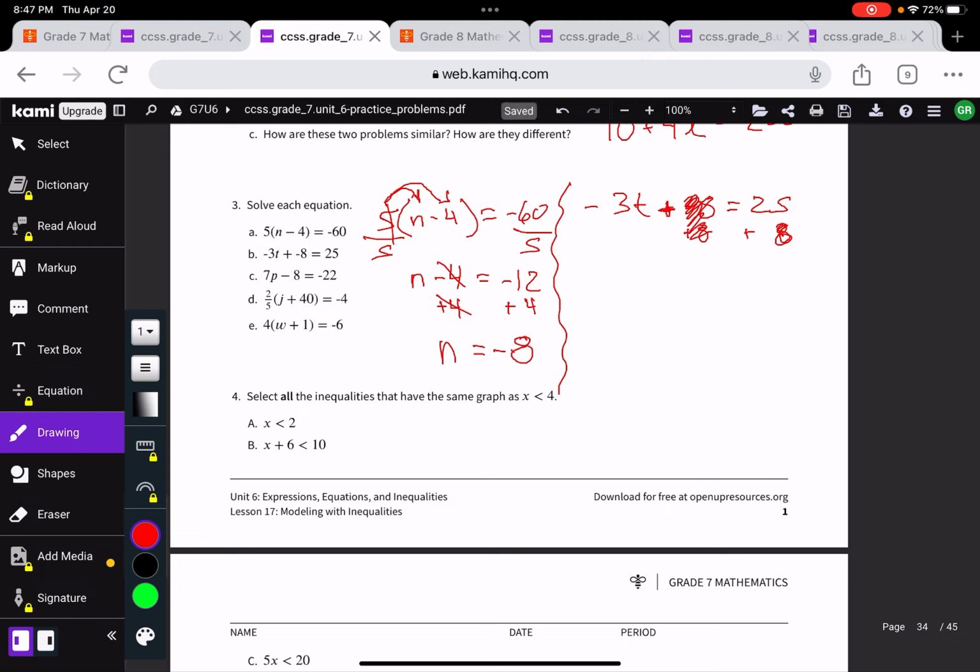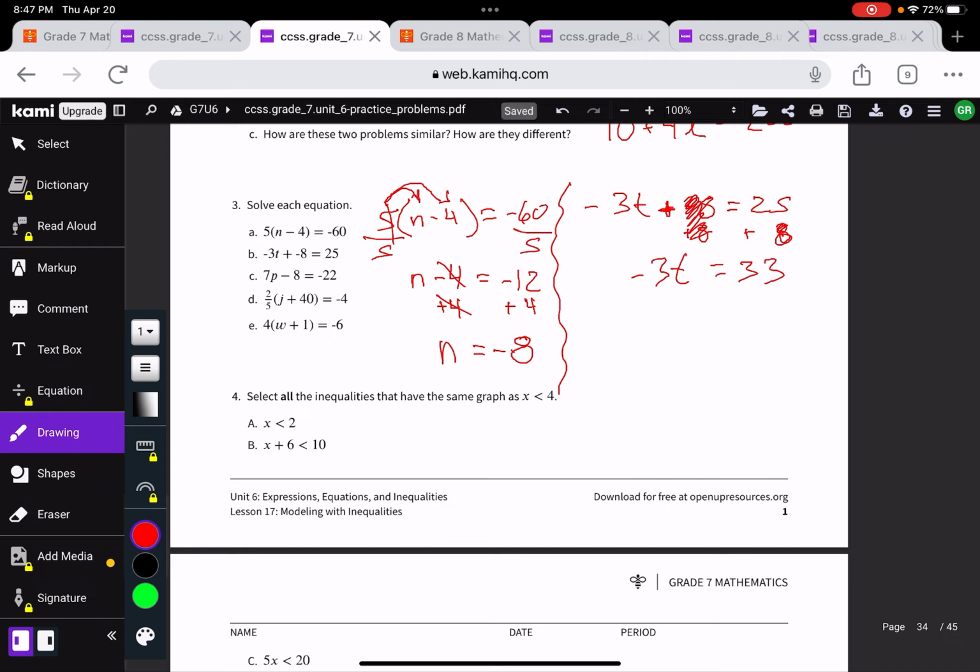It's kind of like saying, how do I get rid of a negative 8 if I subtract a negative 8? Remember, it's just a plus. So negative 8 and the 8 cancel, that's 0. So on this side, I still have a negative 3t. And this is 25 plus 8, which is 33.